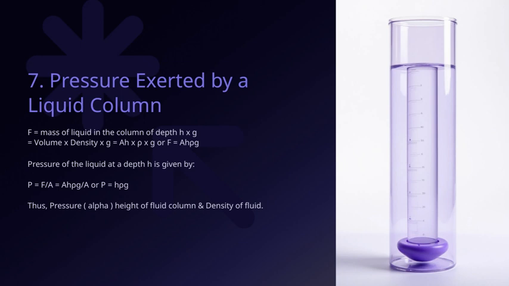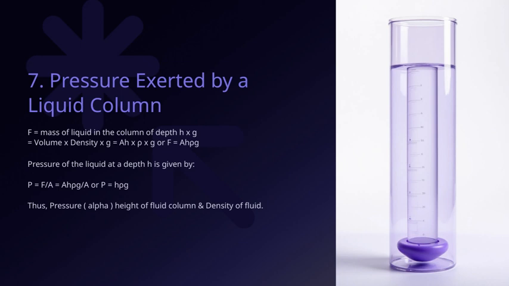Now, to find the force exerted by the liquid, we consider the mass of the liquid in that column. The mass is the volume times the density, and the volume itself is the cross-sectional area times the height h. Multiplying that by gravity gives us the force, F equals A h rho g. So, to sum up, the pressure at a depth h in a liquid is directly proportional to the height, the density, and gravity. And the force exerted by that column is A h rho g.